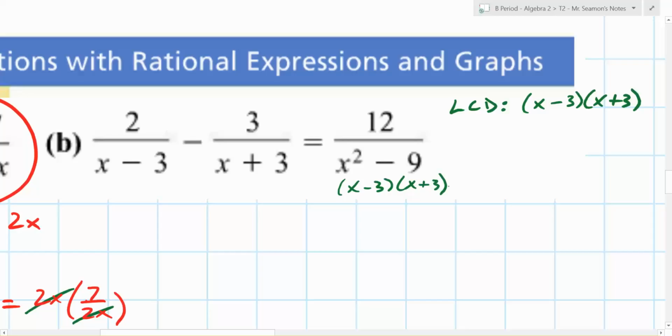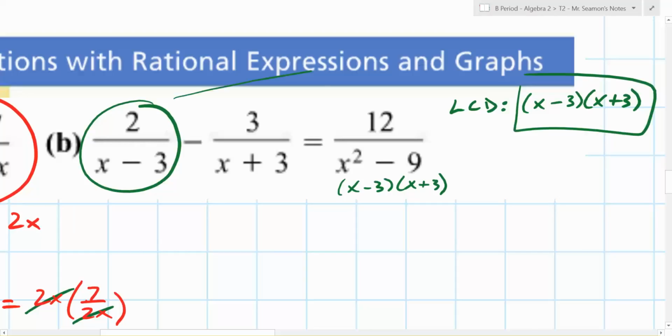So what happens when you multiply everything by the LCD? What does the first term become? Raise your hand when you have that. Noah? x minus 3 squared? Nope. What does it become? I want you to do it in one step. When you multiply this by what's in there, what do you get? 2 times x minus 3 times x plus 3.